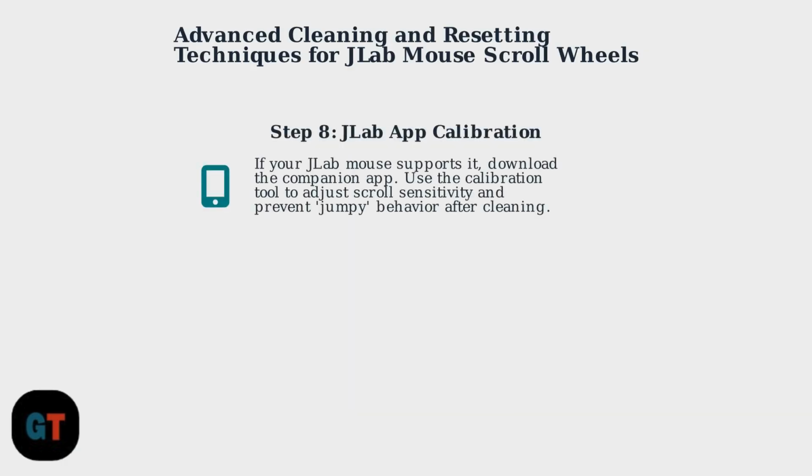For optimal performance, use the JLab companion app if your mouse model supports it. Download the app from the JLab website or App Store. Connect your mouse via Bluetooth or USB, then navigate to the calibration or settings section. Adjust the scroll wheel sensitivity to match your preferences and eliminate any erratic jumping that might occur after cleaning. The app's Smart Scroll Reset feature, introduced in recent firmware updates, can recalibrate the encoder without physical disassembly, providing a software solution for hardware-related issues.